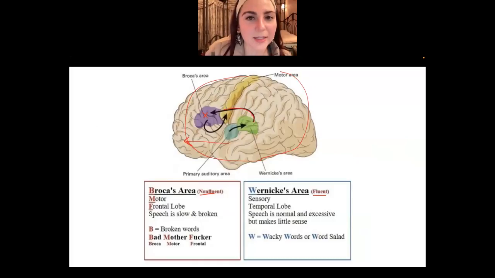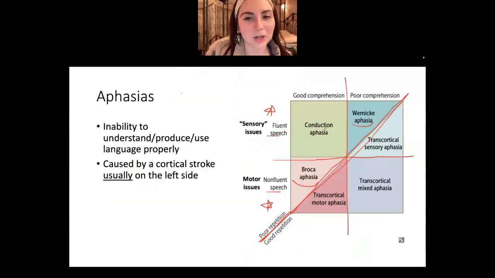There's this tract that goes from Wernicke's to Broca's and connects the two. I think it's called the arcuate fasciculus. Don't hold me to that, but it's in part 1. I think it is the arcuate fasciculus. This connects Broca's to Wernicke's, and that's what actually causes your conduction aphasia.